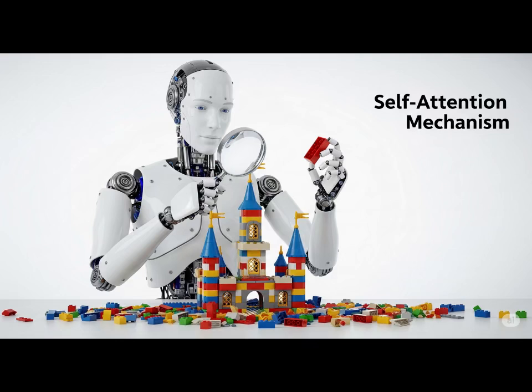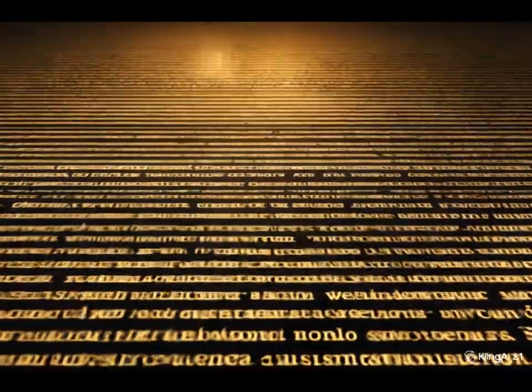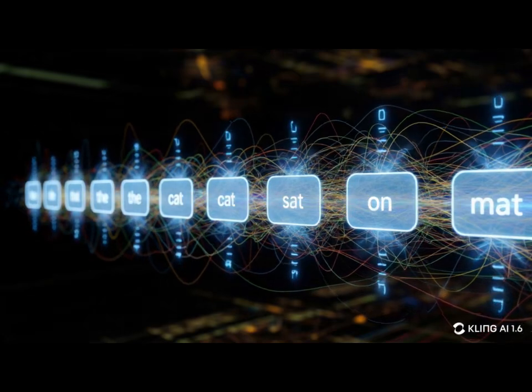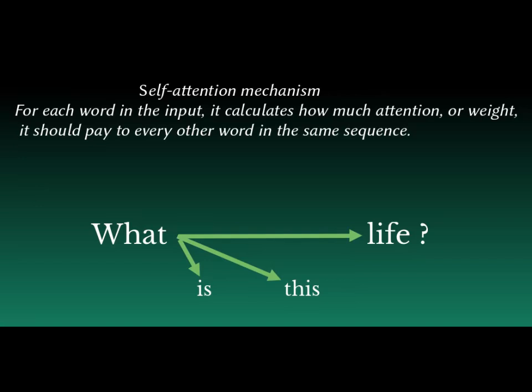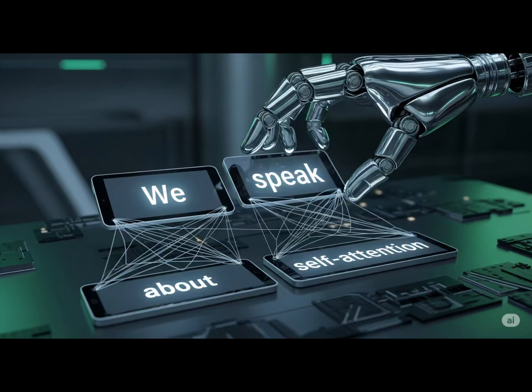The core idea behind the transformer is its self-attention mechanism. Imagine reading a sentence and needing to understand the meaning of a particular word. You would likely look at the other words in the sentence to figure out the context. The self-attention mechanism does something similar for the model. For each word in the input, it calculates how much attention, or weight, it should pay to every other word in the same sequence. This allows the model to identify which words are most relevant to understanding a specific word or generating the next one.